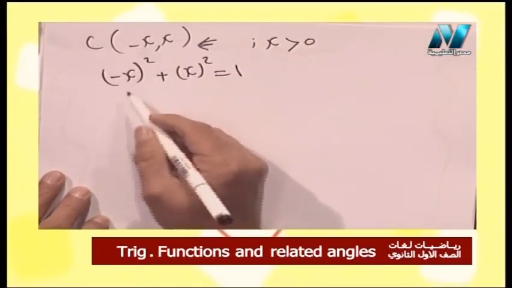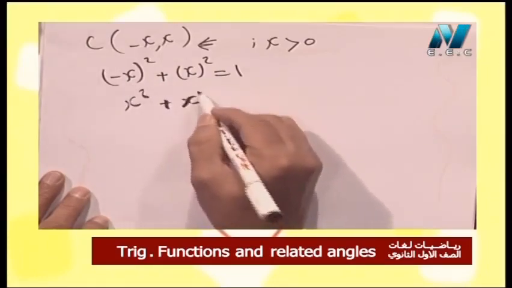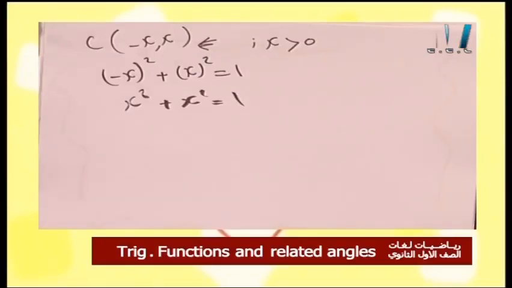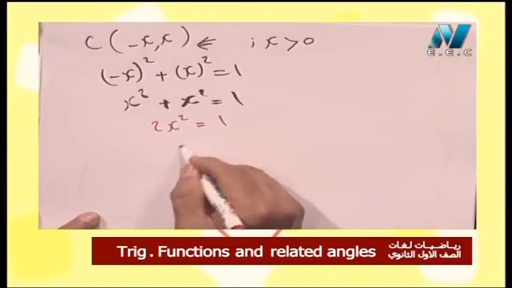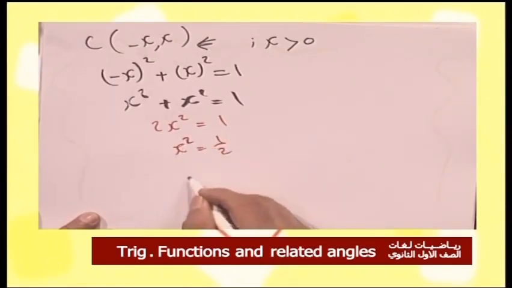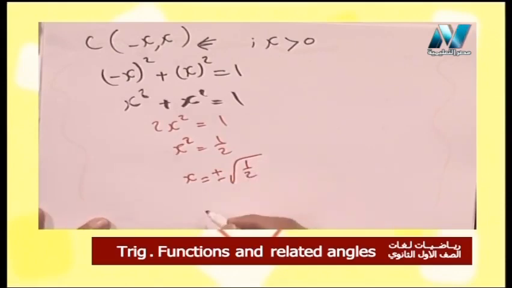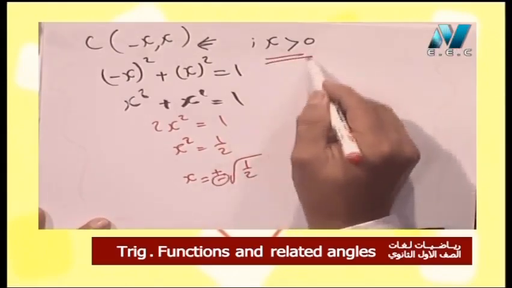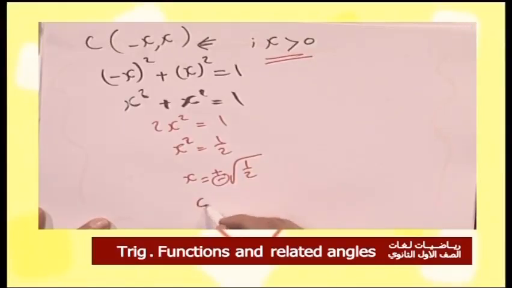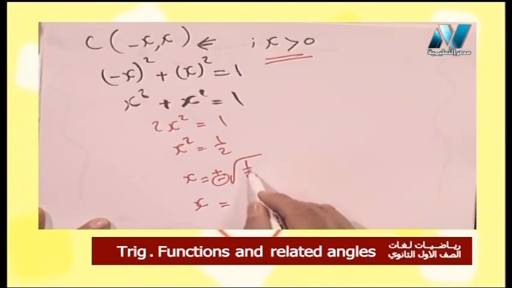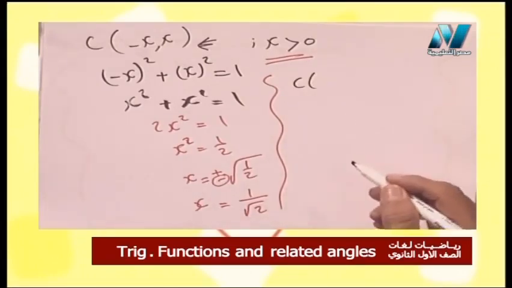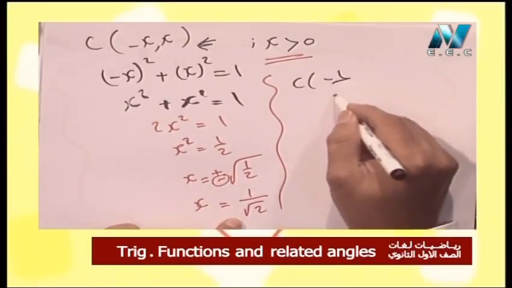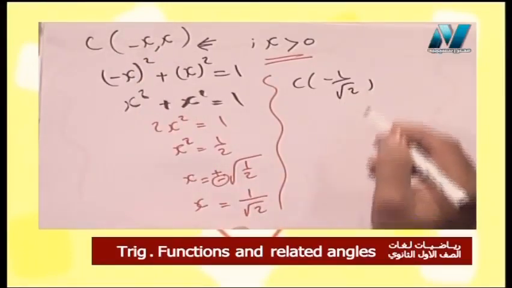Okay, that will be x squared plus another x squared equals 1. x squared plus x squared here equals 2x squared equals 1. x squared equals half, and x equals positive or negative square root of half. We ignore negative because he said that x is greater than 0, so it will be positive. So x equals root 1 over 2, which means 1 over root 2. So C will be negative 1 over root 2 and 1 over root 2.